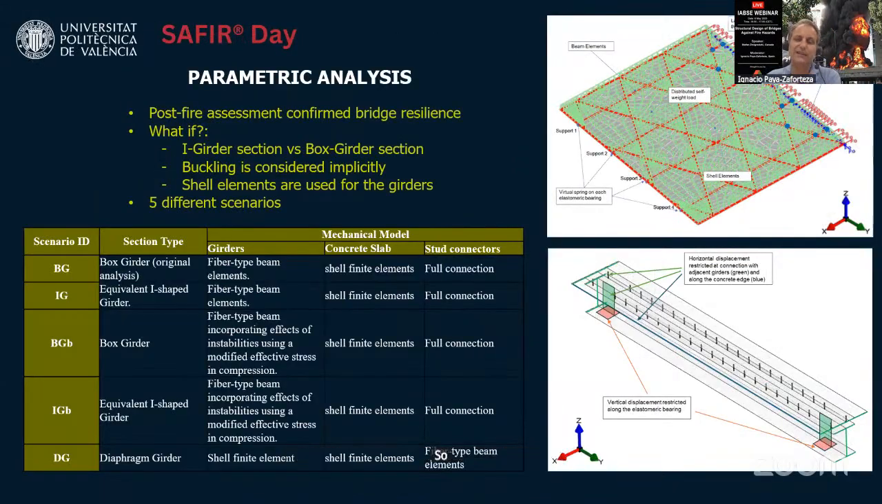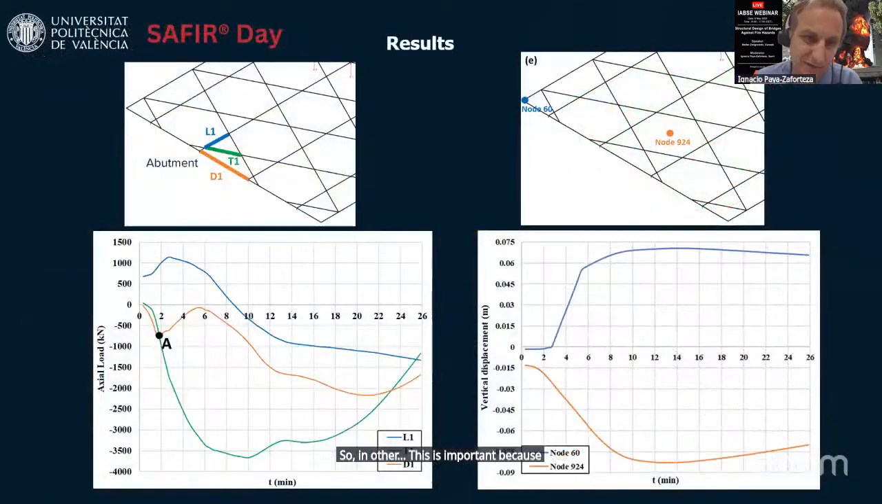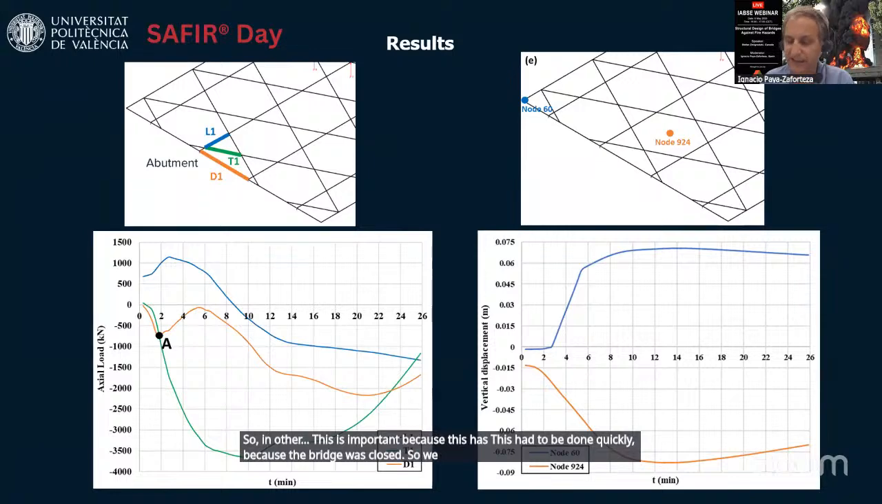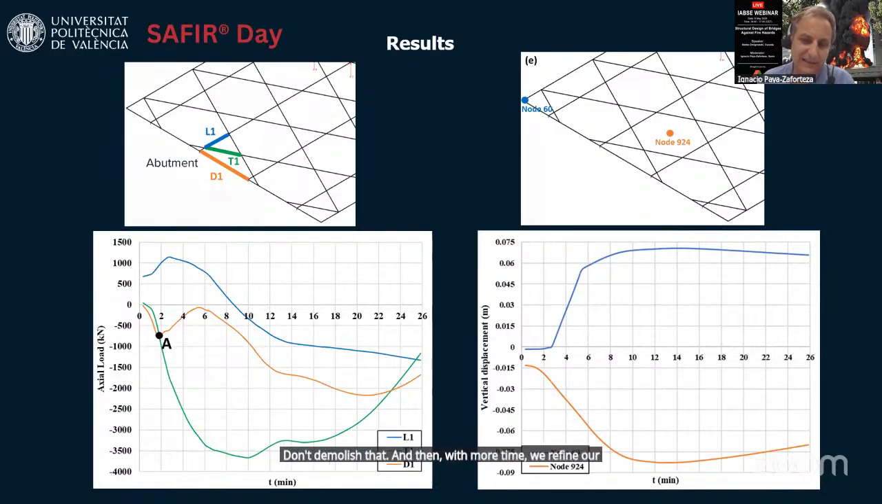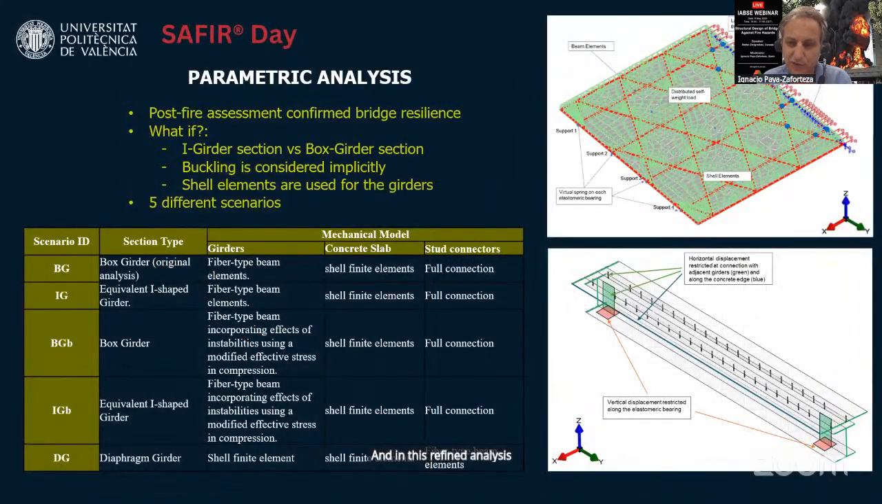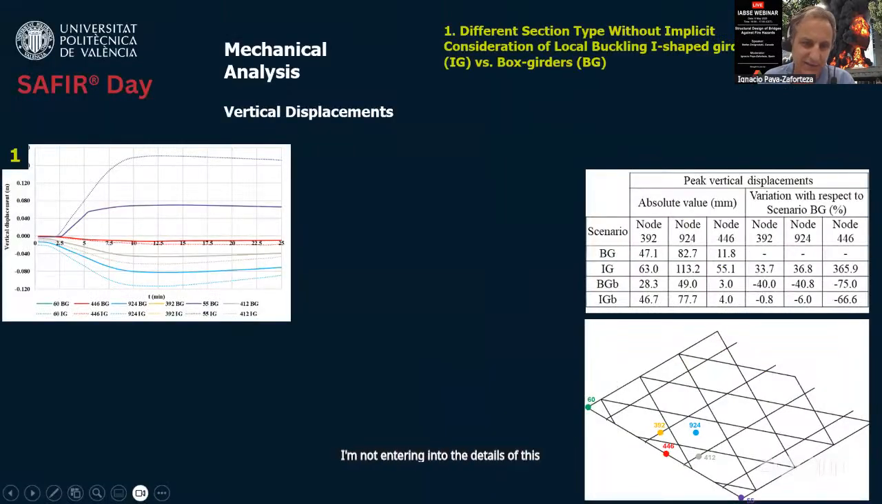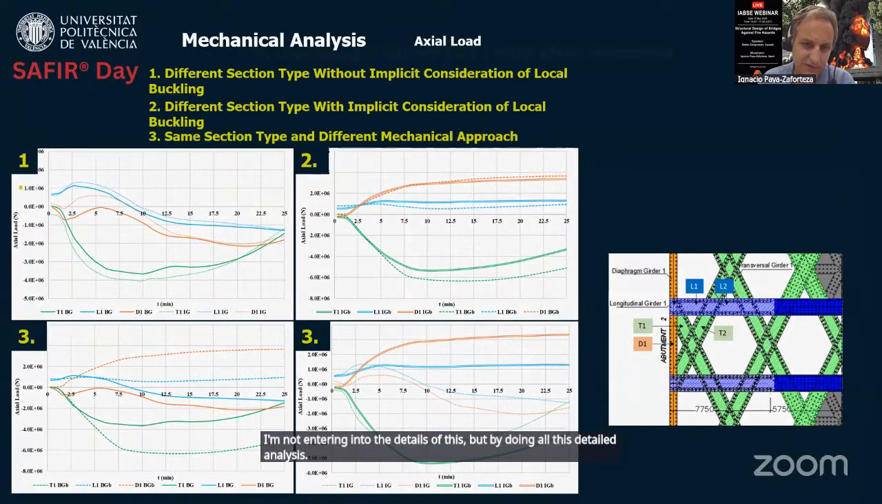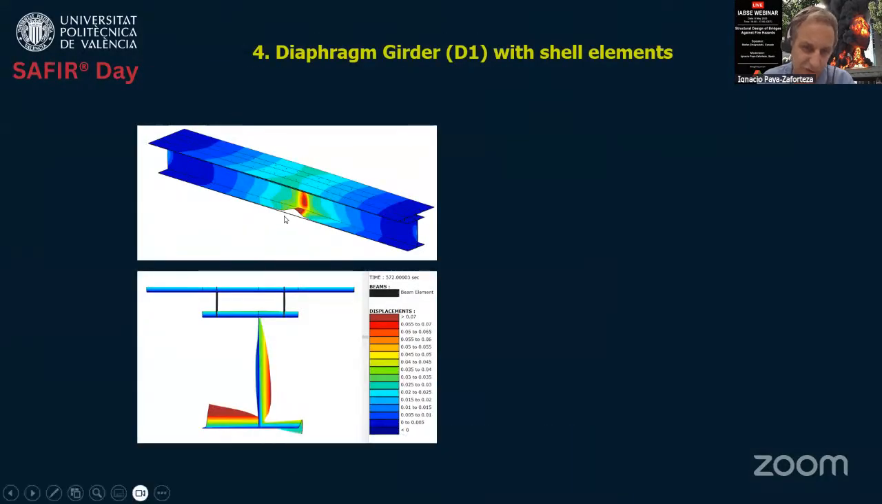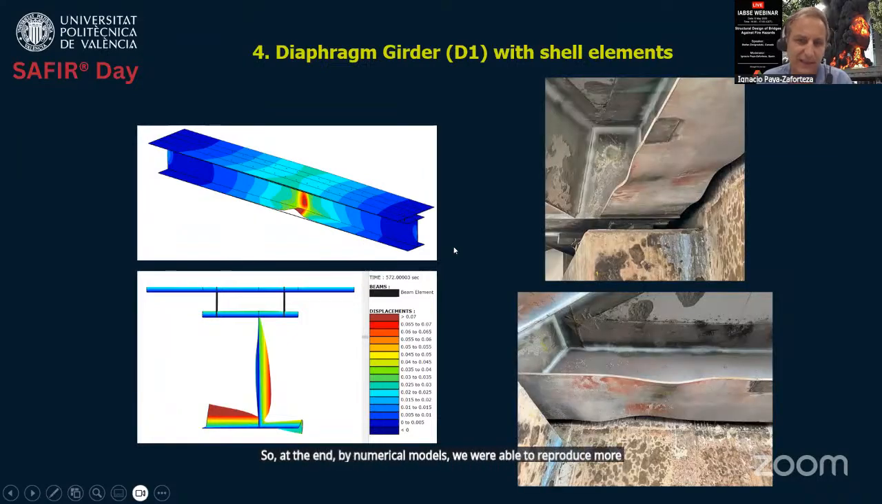This is important because this had to be done quickly because the bridge was closed. So we had an immediate action to be taken, and that was let's try to repair the bridge, don't demolish it, and then with more time we refine our analysis. And in this refined analysis, we did a more complex model of just the diaphragm girder. I'm not entering into the details of this, but by doing all this detailed analysis, we were able also to capture the local buckling of the girder. So at the end, by numerical models, we were able to reproduce more or less what had happened during the fire event.